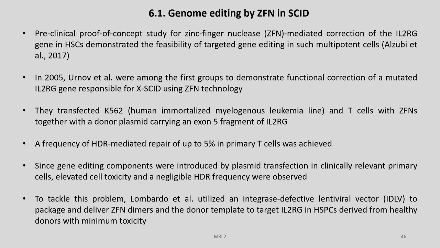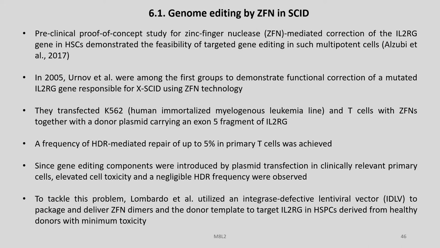They transfected K562 human immortalized myelogenous leukemia line and T cells with ZFN together with a donor plasmid carrying an exon 5 fragment of IL2RG. A frequency of HDR mediated repair of up to 5% in primary T cells was achieved since gene editing components were introduced by plasmid transfection in clinically relevant primary cells. Elevated cell toxicity and a negligible HDR frequency were observed.